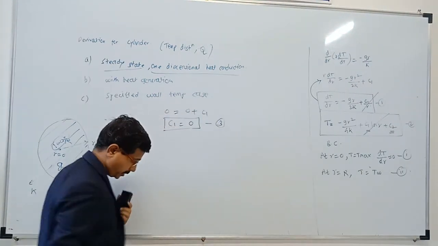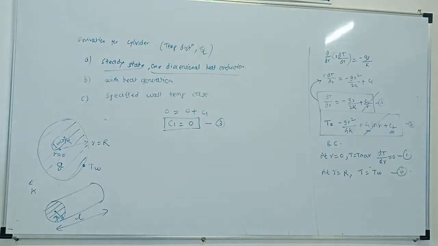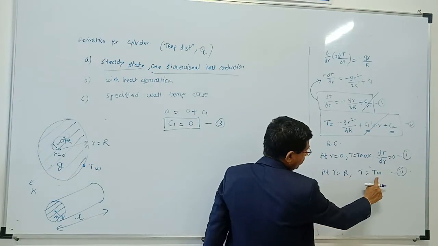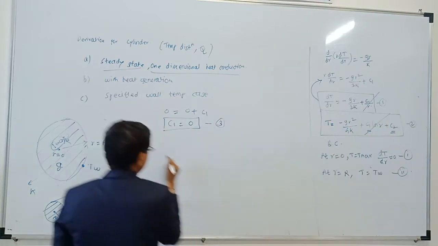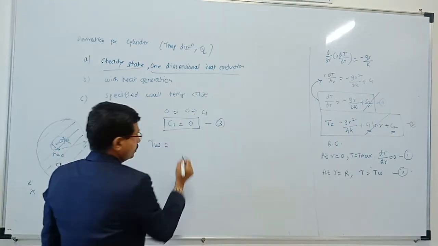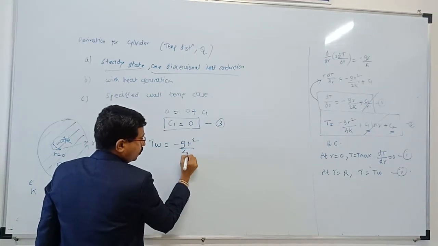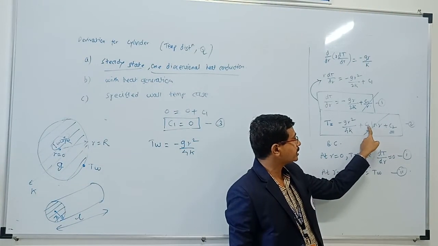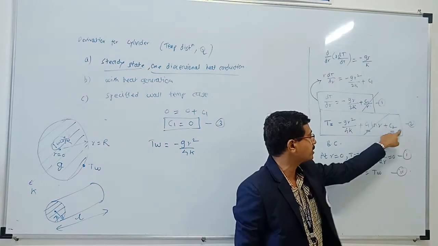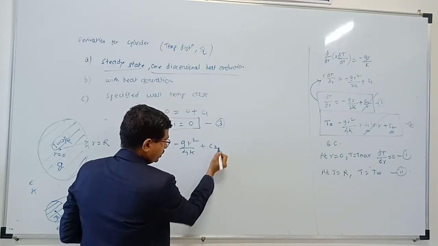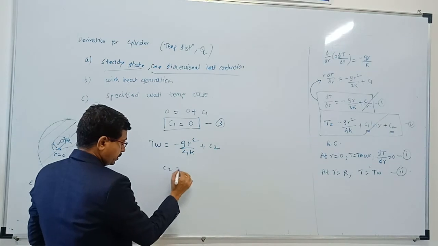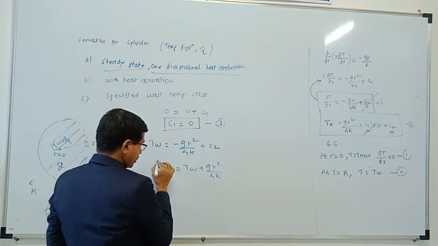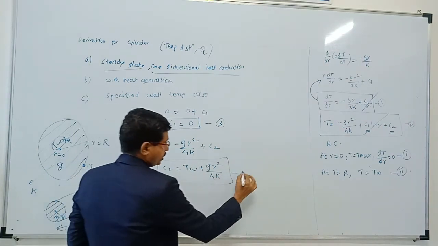लेट अस से इक्वेशन 3. Now we are going next. I am going to put the second expression. T is equal to, तो आप second equation use करोगे. T is TW is equal to minus GR square by 4K. सेकंड टर्म हम लेंगे ये क्यों? क्योंकि ऑलरेडी C1 0 होने के कारण कैंसिल हो चुकी है. प्लस C2. तो व्हाट इज C2? C2 is TW plus GR square by 4K. So I got this constant also and this is expression 4.